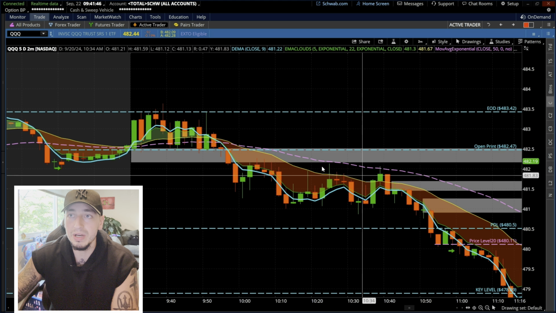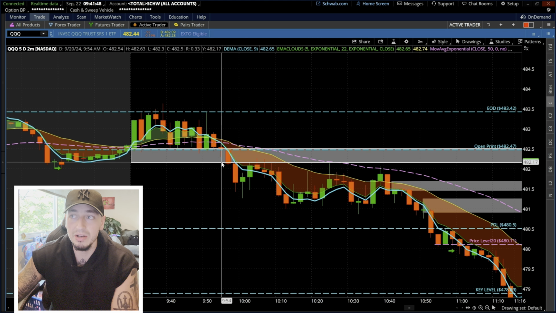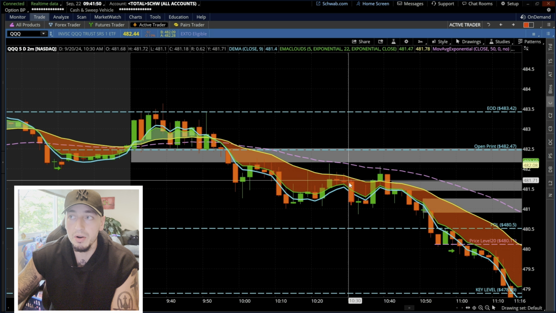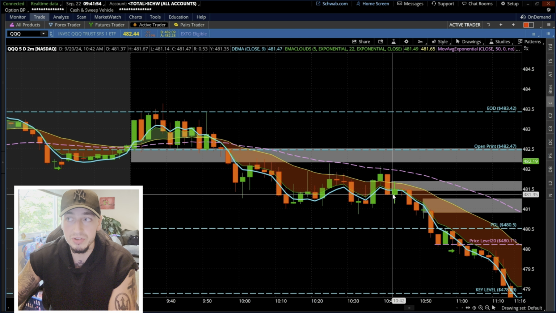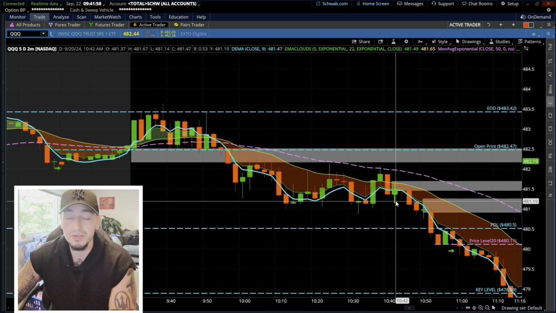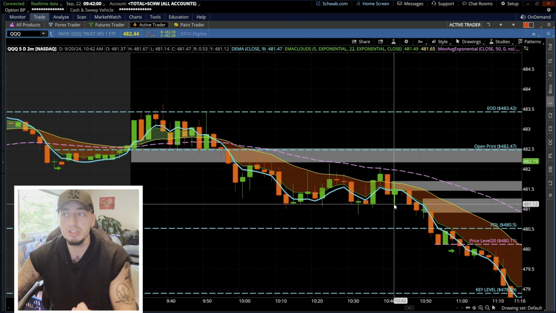We get a green bar ignored at open print, sells off. We get a green bar that comes up into the 50 EMA that was ignored, sells off. We get another GBI, right? Which this bar ignores it, right? So the trend is being respected.